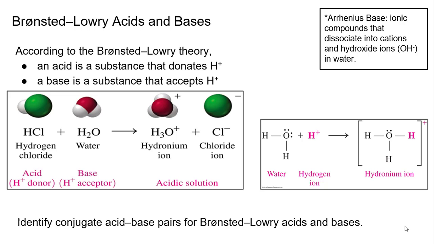So think about a ball. Somebody's throwing the ball, that's the acid. Somebody that's catching the ball is the base. So if we look at this reaction, we have HCl in the presence of water, and it produces a hydronium ion and a chloride ion.